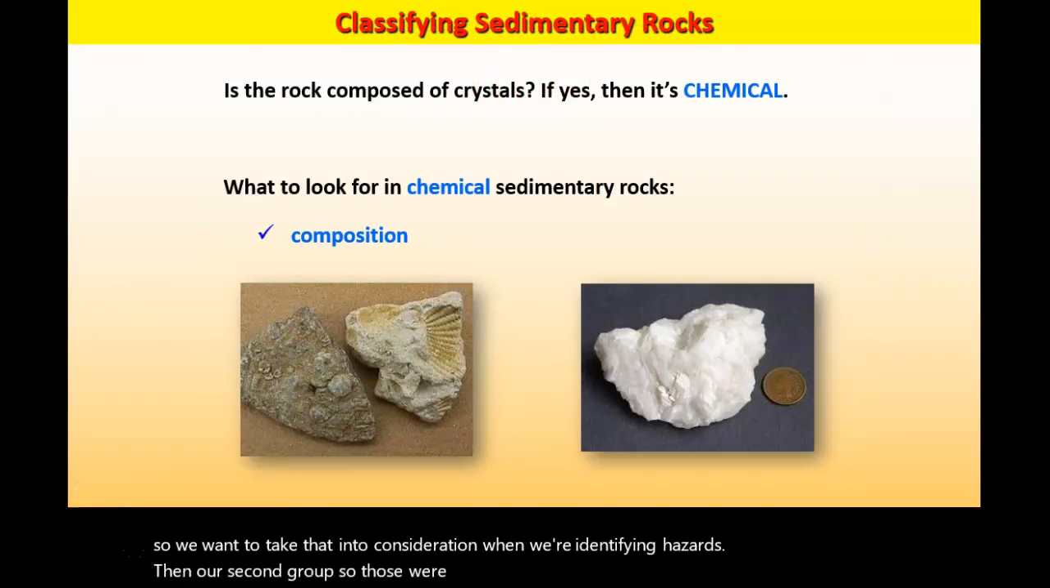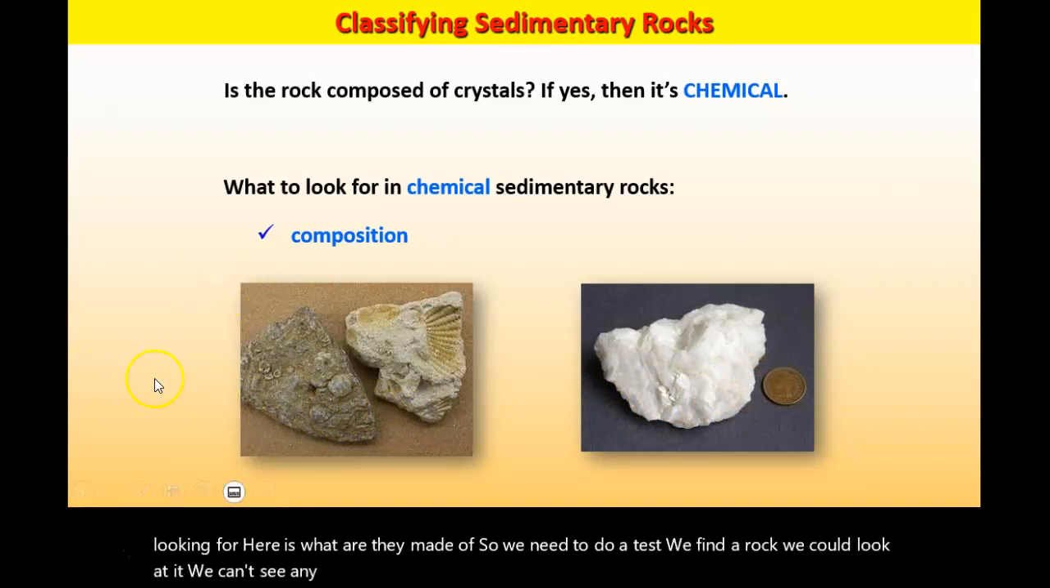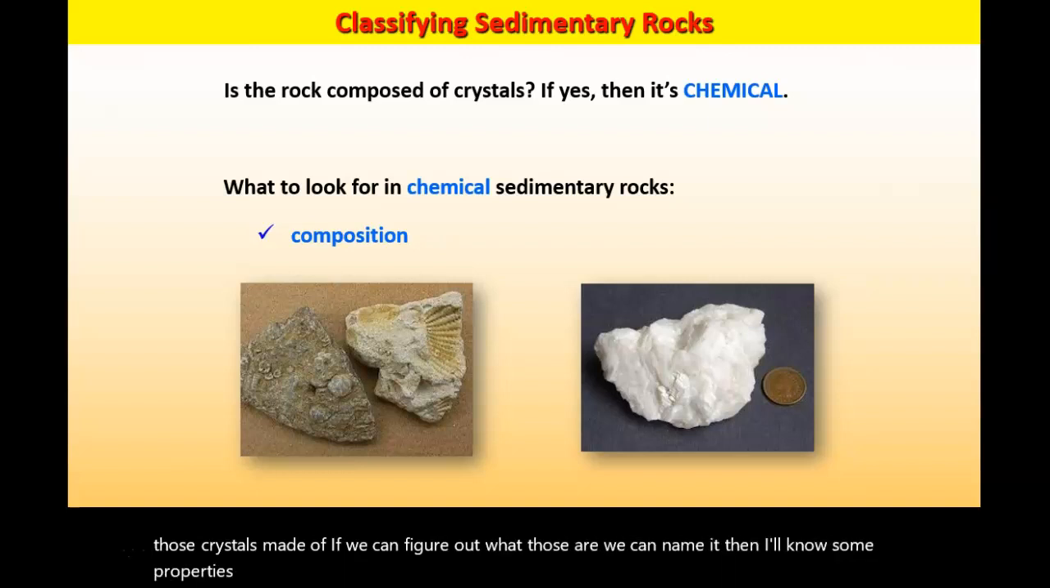We've got our chemical ones. And so all we're looking for here is what are they made of? So we need to do a test. We find a rock. We can look at it. We can't see any pieces, but it looks like there might be some crystals there. So what are those crystals made of? If we can figure out what those are, we can name it, then we'll know some properties about it, and then we can evaluate it.